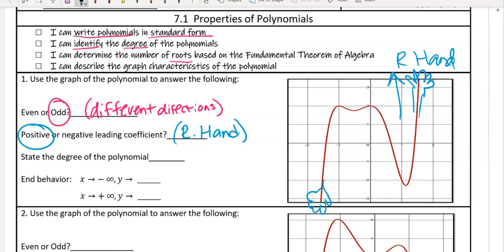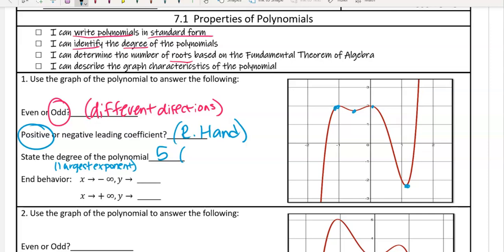The degree is going to be the largest exponent of the polynomial written in standard form. But when we're looking at a graph and we want to know what the degree is, or the largest exponent, we can look at the turns. We count the turns on the graph and then we add 1. So here we have 1, 2, 3, 4 turns plus 1, so the degree is 5. So again, the degree is the turns plus 1.